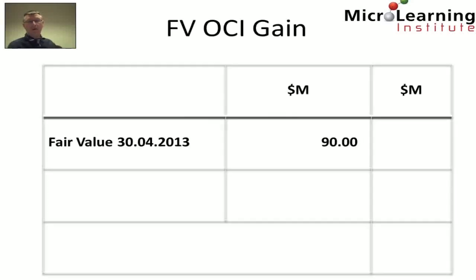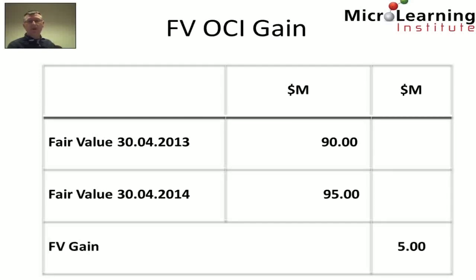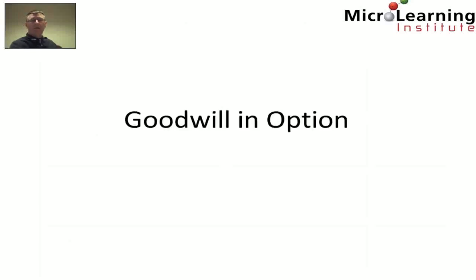We're told in the question that the fair value of Marchand's shareholding in Nathan at the 30th of April 2013 was $90 million, and this had moved to $95 million 1 year later. So, in the individual accounts of Marchand, the change in fair value of the investment in Nathan of $5 million was recognized, and of course again this gain will be eliminated on consolidation.